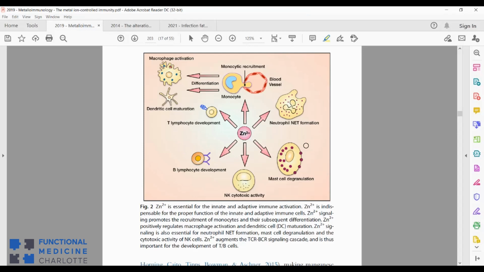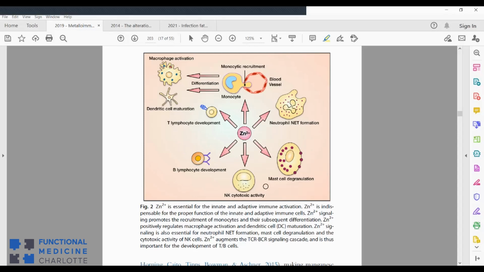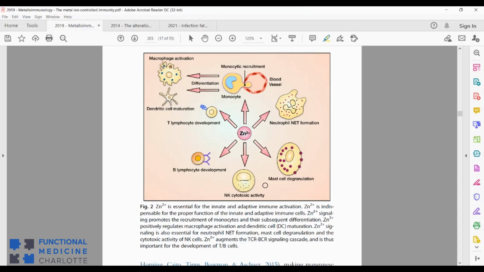Natural killer cells, cytotoxic activity. Natural killer cells are assassins for us. There's innate natural killer cells and there's natural killer T cells. Zinc's involved in both of those doing their job, and those are key in clearing virus and clearing cancer cells.